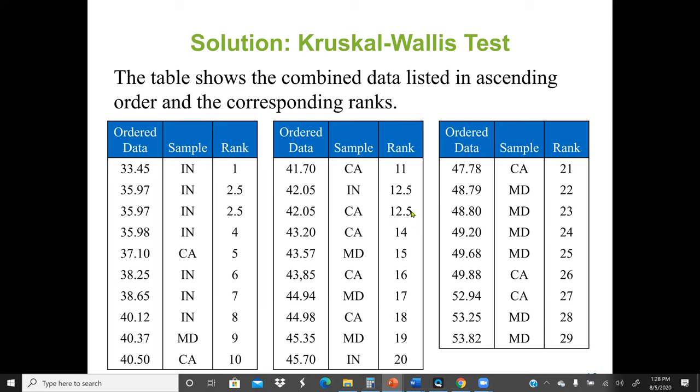Then 12.5, because we have 42.05 twice. Then we move to the next value, only one, 43.20, so rank 14. Then 15, 16, 17, 18, 19, 20, 21, 22, 23, 24, 25, 26, 27, where all the values occur once each. When we have the same value twice, we split the ranks, giving 0.5 between them.